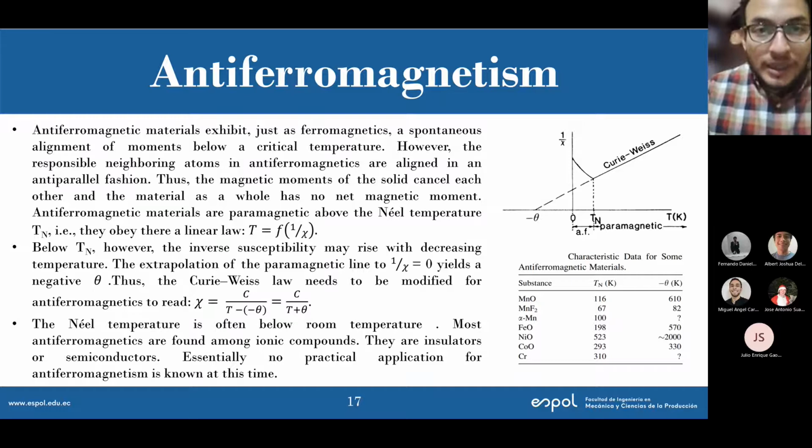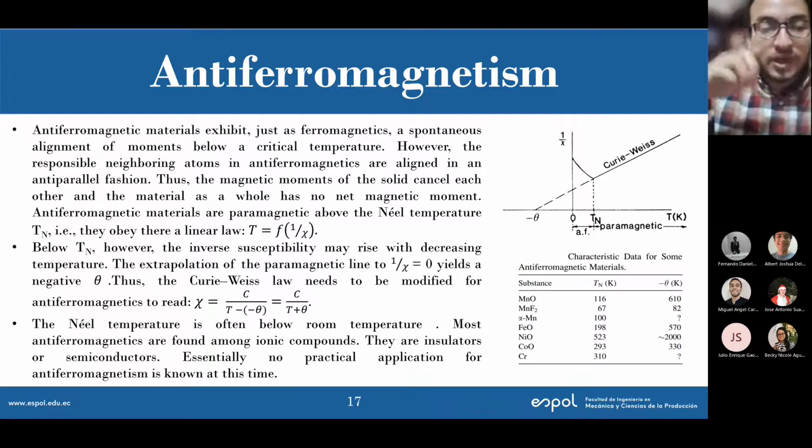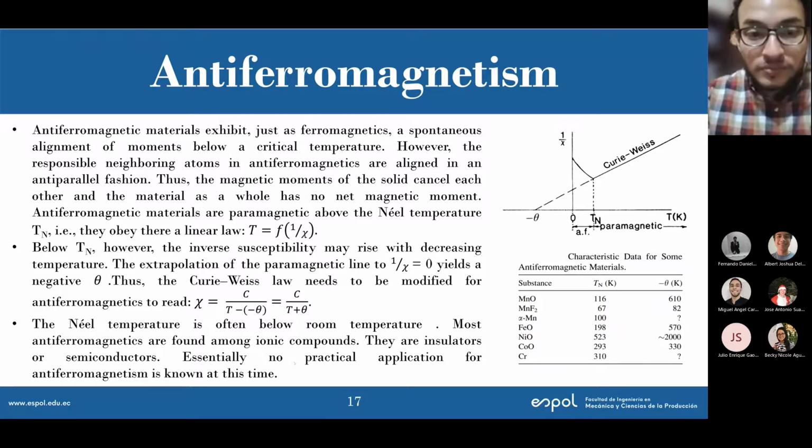However, here is the difference with the ferromagnetic materials: the neighboring atoms in antiferromagnetic materials are aligned in an anti-parallel fashion. So basically, they're like canceling each other. And that is why the antiferromagnetic materials have no net magnetic moment.